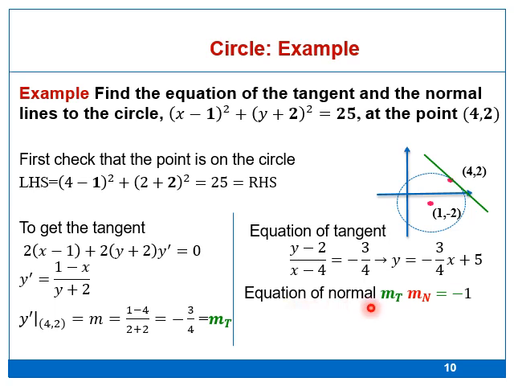Then, to get the equation of the normal, which is the red line, these two lines are perpendicular to each other, so the product of their slopes is -1. So if we know the slope of the tangent as -3 over 4, then we know the slope of the red line as 4 over 3. And we can get then the equation of the red line, knowing its slope and the point on it. So it will be y minus 2 over x minus 4 is equal to the slope of the normal.